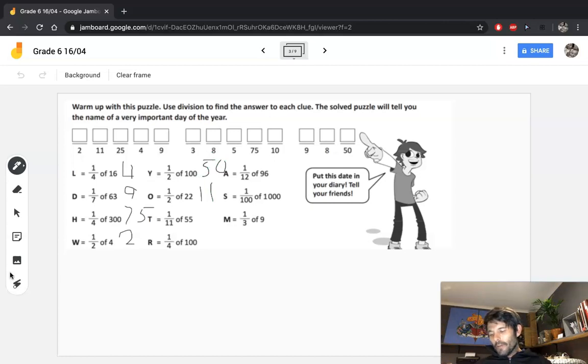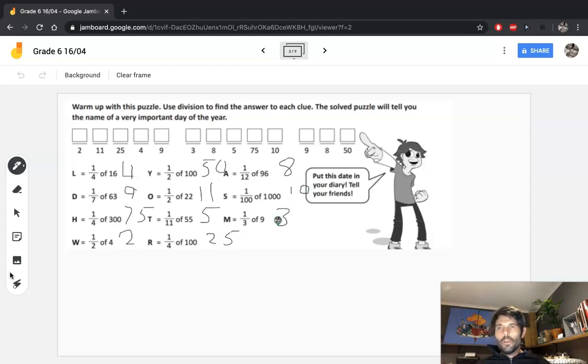11th of 55 is 5. A quarter of 100 is 25. 1/12 of 96 is 8. 100th of 1,000 is 10. And a third of 9 is 3.